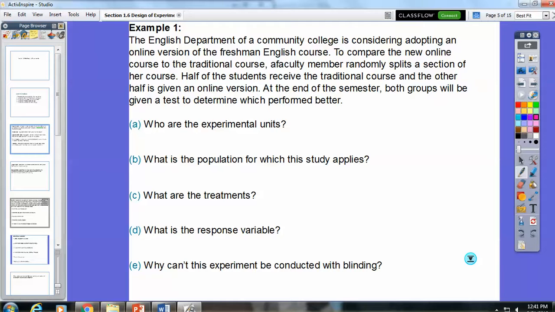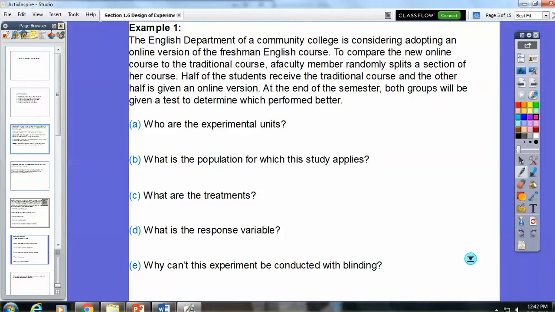Okay, so let's look at this. The English department of a community college is considering adopting an online version of the freshman English course. To compare the new online course to the traditional course, a faculty member randomly splits a section of her course. Half the students receive the traditional course and the other half is given an online version. At the end of the semester, both groups will be given a test to determine which performed better.